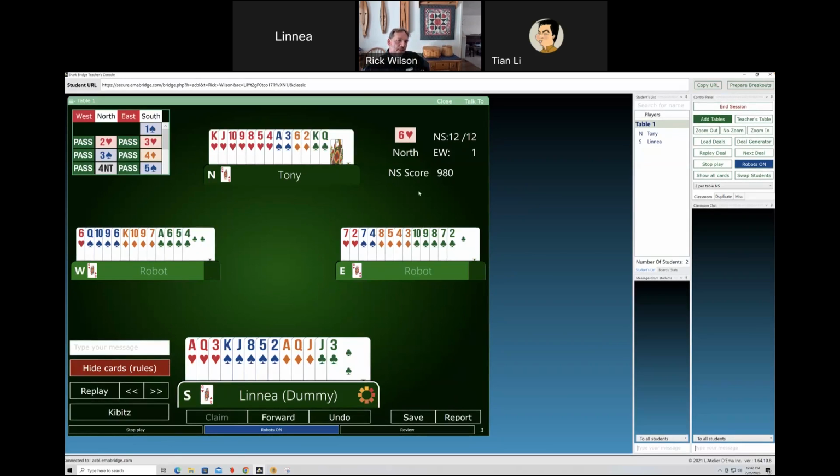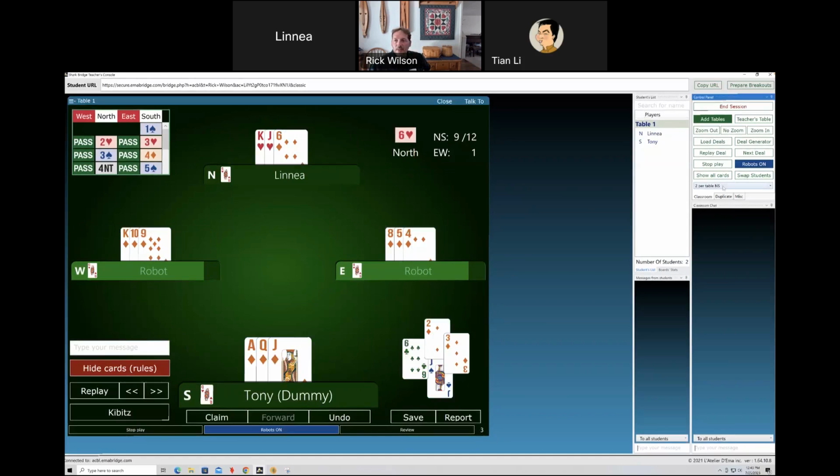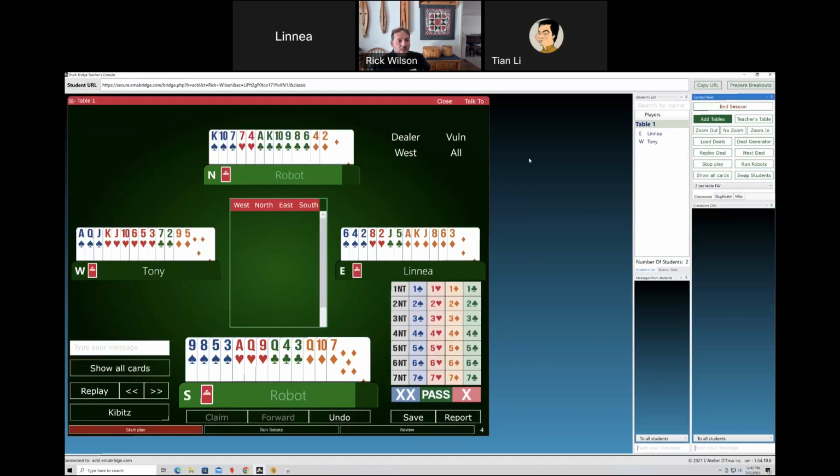So again, what's the spade distribution at the table? 5-4-2-2. And that's one of our common distributions, and the 5-5-2-1 is one of the uncommon distributions. So that's a good way to approach that. And I think we go back here.